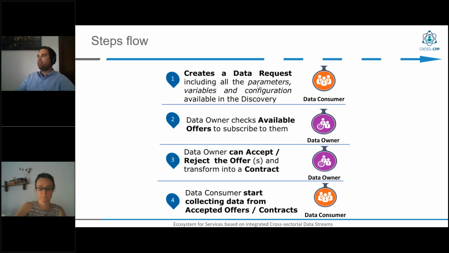So we create the data request, the data owner checks available offers and subscribes to them, and the data owner can also accept and reject an offer at any time, and can terminate or activate the contract if they are willing to do that. Then the data consumer or service provider starts collecting data from accepted offers that convert into formal contracts.